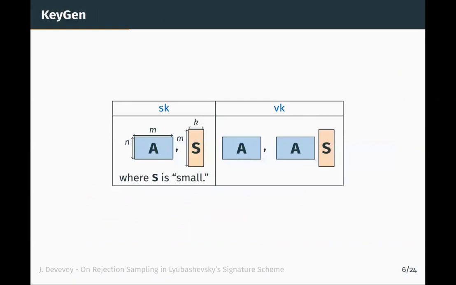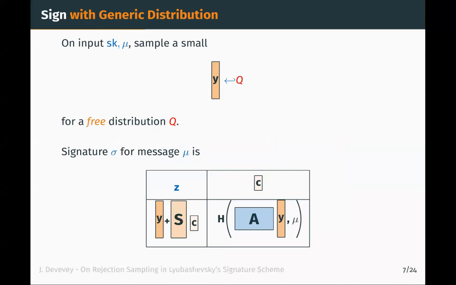So let's go. Here's the key generation algorithm. You take a random matrix A, a small matrix S for some meaning of small, and you get the secret key. The verification key will be A and A times S. Okay. The signing algorithm asks you to first take a short vector Y from some generic distribution Q. So that's where we'll be able to play by changing the distribution Q, we'll get different signature sizes. So it's really important. And then you have the following formula for the signature. Most importantly, you're going to compute some challenge C, and the answer to the challenge is the vector Z, which is Y plus S times C.